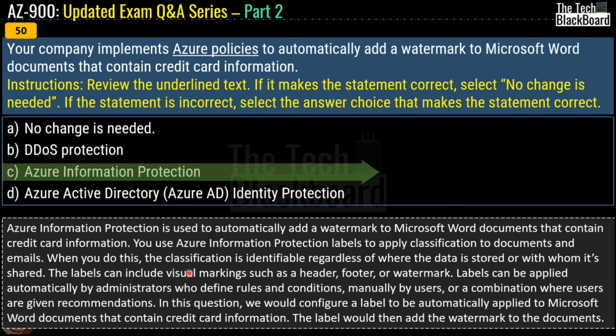The labels can include visual markings such as header, footer, or watermark. So friends, while I'm reading these lines for you, you have to mark the keywords because Microsoft can change the question in the real exam. Instead of asking about the watermark, they can ask about the footer or the header, or instead of asking about the Microsoft Word document, they can also include emails. However, now I am sure that you understand what Azure Information Protection does.